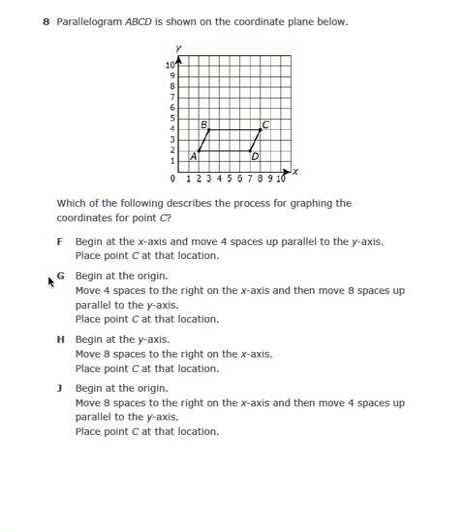G. Begin at the origin. Move 4 spaces to the right on the x-axis, and then move 8 spaces up parallel to the y-axis. Place point C at that location. H. Begin at the y-axis. Move 8 spaces to the right on the x-axis. Place point C at that location. J. Begin at the origin. Move 8 spaces to the right on the x-axis and then move 4 spaces up parallel to the y-axis. Place point C at that location.